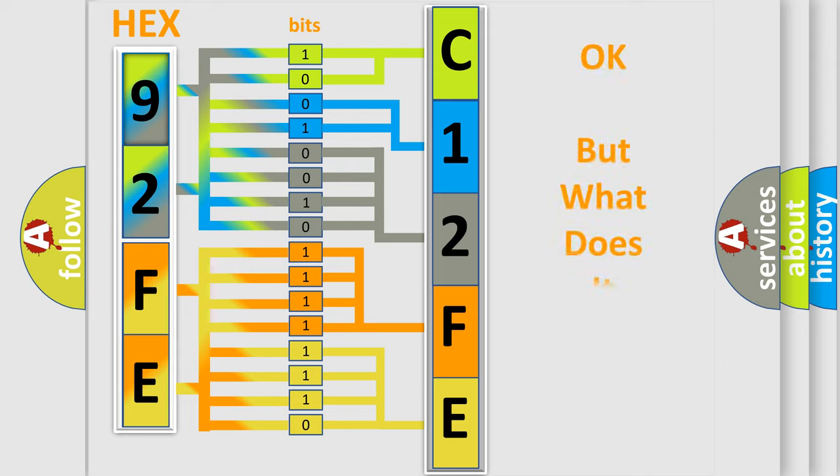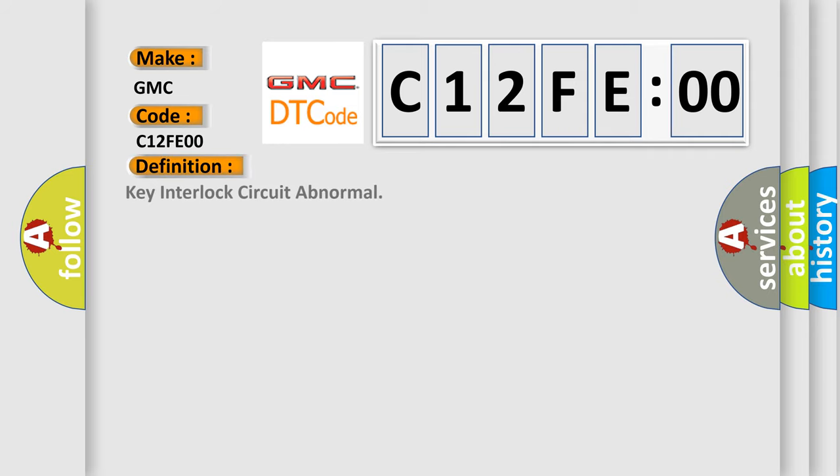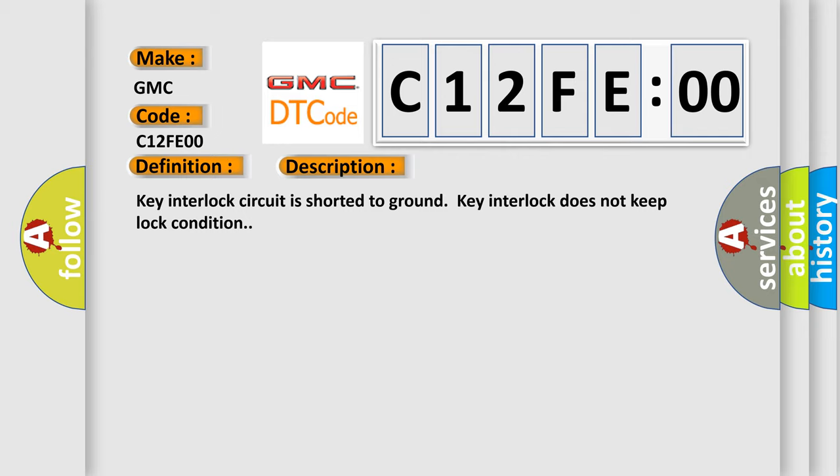The number itself does not make sense to us if we cannot assign information to what it actually expresses. So, what does the Diagnostic Trouble Code C12FE-00 specifically interpret for GMC car manufacturers? The basic definition is key interlock circuit abnormal. And now this is a short description of this DTC code. Key interlock circuit is shorted to ground. Key interlock does not keep lock condition.